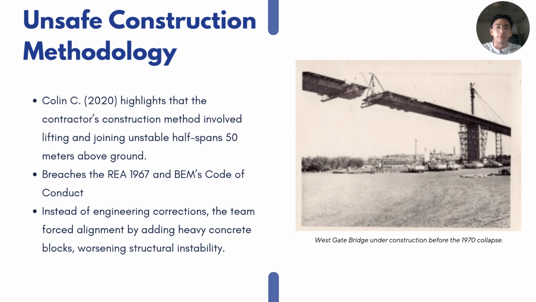For the next factor, which is unsafe construction methodology, research in 2020 highlights that the contractor's construction method involved lifting and joining unstable half spans 50 meters above ground. And if this was in Malaysia, it breaches the Registration of Engineers Act 1967 as well as BEM's Code of Conduct. The construction team, instead of doing engineering corrections, forced alignment by adding heavy concrete blocks, which worsened the structural instability.